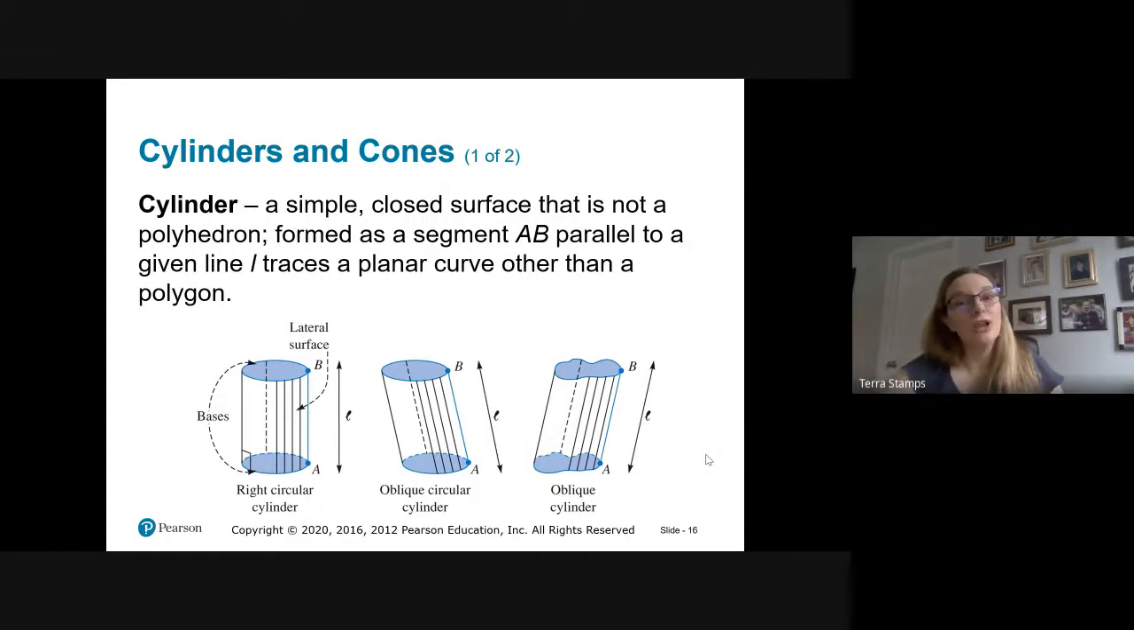Now these are simple closed surfaces, but they're not polyhedra because they're not made up of line segments. Okay. Formed as a segment AB parallel to a given line traces a planar curve. Line L traces a planar curve other than a polygon.